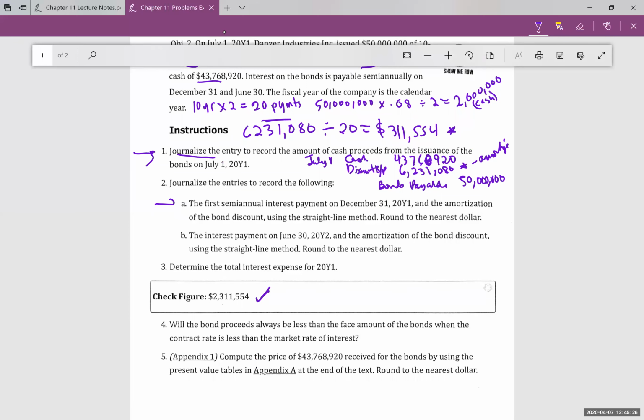Now we need to journalize a couple things. We need to journalize the first semi-annual interest payment on December 31st, and we're going to journalize the interest payment on June 30th and the amortization, both of them. Okay, these are going to be exactly the same. Once you figure out the payment, it's exactly the same. Now, then we're going to determine the total interest expense for 20Y1. So to do that, you're just going to add the interest expense entries from your journal entries from the last 2 things you did. And we basically already have that number.